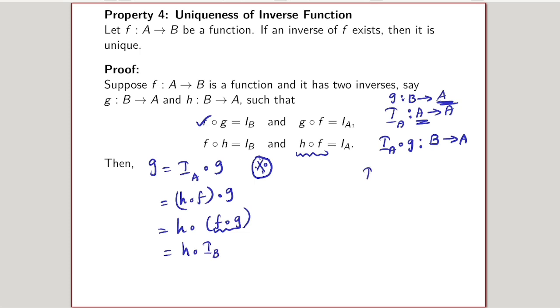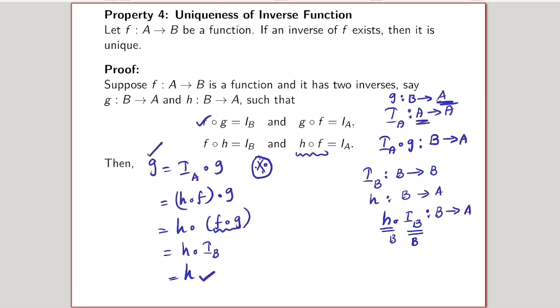Observe that I_B is a map from B to B, and h is a map from B to A. So it is possible to define h composition I_B because the domain of h, that is B, and the codomain of I_B, B, are both the same, and this will be a map from B to A. And since I_B is the identity map, if we take the composition with h, we'll get h only. So starting from g, we have shown that it is equal to h.